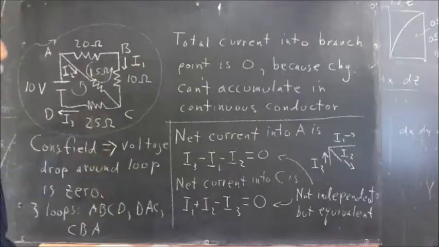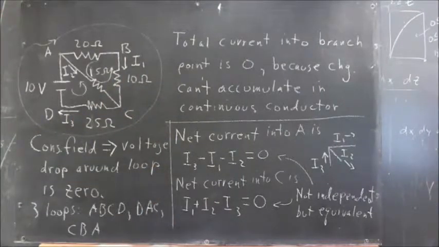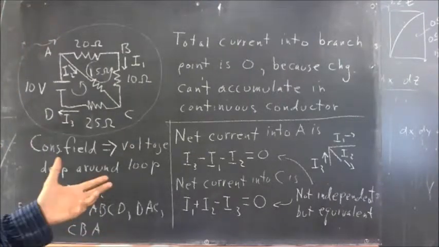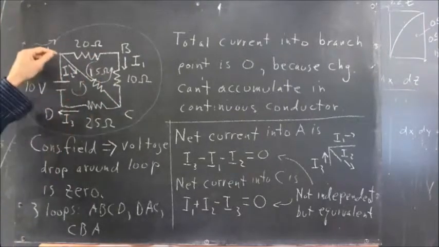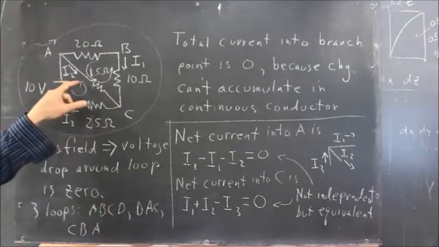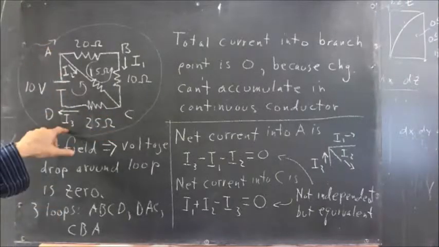I just labeled that I1. We don't know what that current is. We're going to come up with some rules that allow us to develop a system of equations that we can solve to find these currents. We're going to have another current here, call that current I2, and another current here, call that I3.